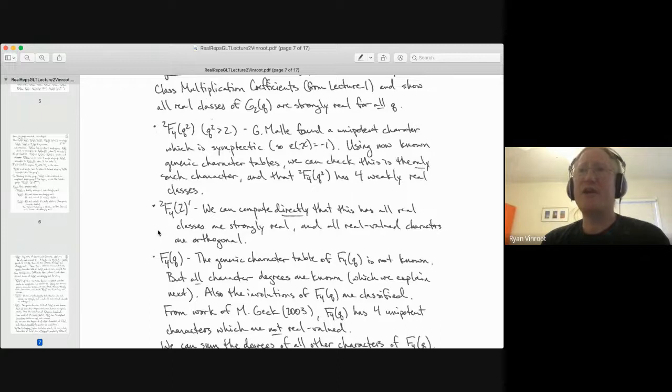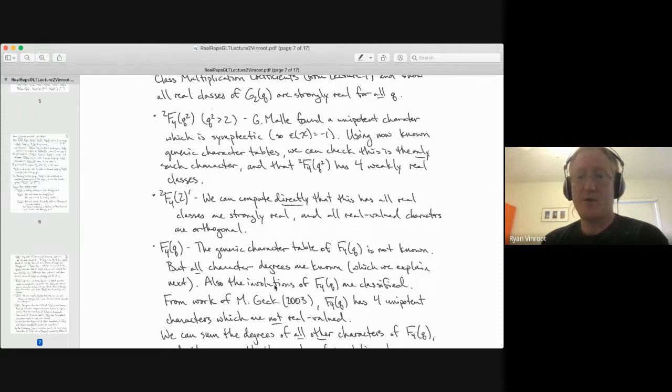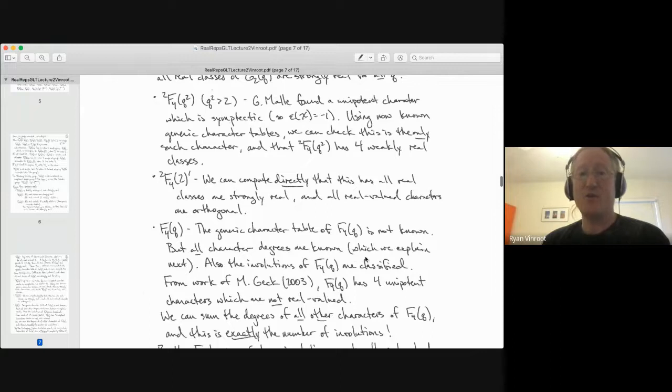We took every other character degree other than these 4 characters, and we summed all of them. We can find the degrees, we can sum them. That turns out to be equal to the number of involutions. So you just sum up all the other character degrees other than these 4, and you compare it to the number of involutions, and they're equal by almost a miracle.